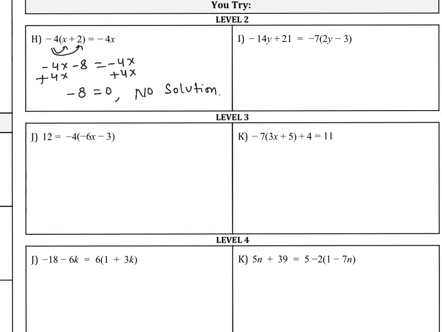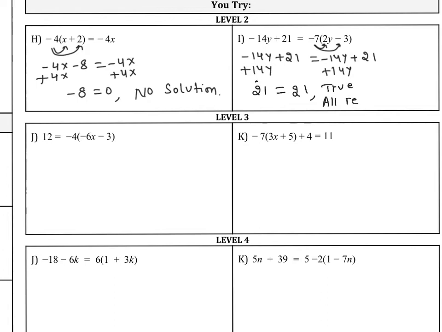And for letter I, negative 14y plus 21 equals negative 14y plus 21. Add 14y on both sides. One side will be 21 equals the other side, 21, because negative 14 plus positive 14 is 0. 21 equals 21, which is true. So it means that the solution will be all real numbers.